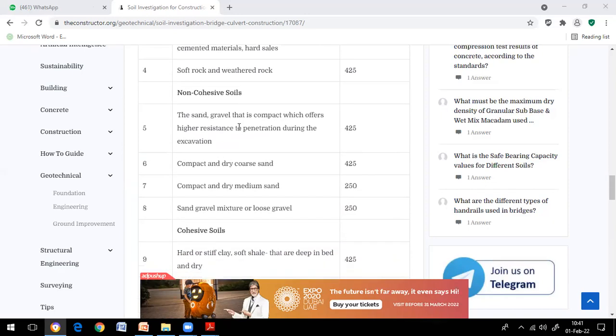Next is non-cohesive soils. Non-cohesive soils are something like sand, which doesn't have any clay content. Sand and gravel which is compact, which offers high resistance to penetration during excavation, will have 425 kg per square meter. Compact and dry coarse sand will have 425, dry medium sand 250, sand-gravel mixture or loose gravel will have 250. So these are the different bearing capacities of non-cohesive soils.